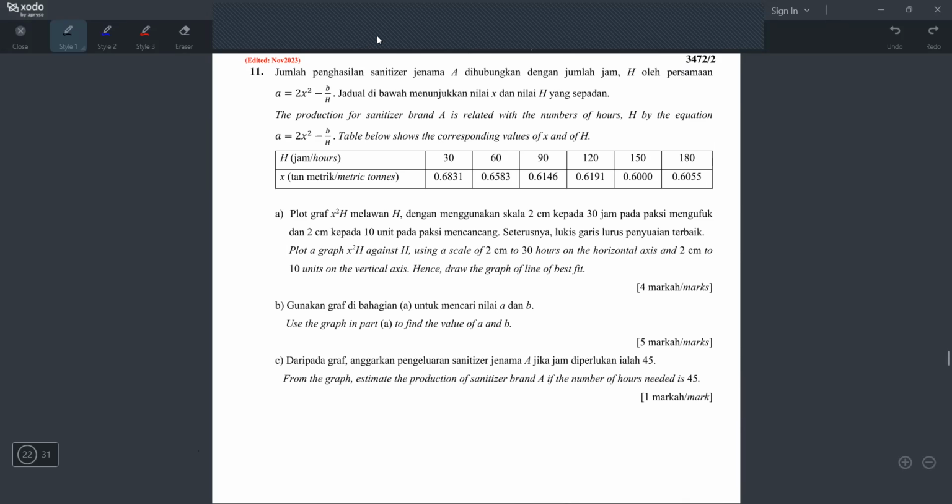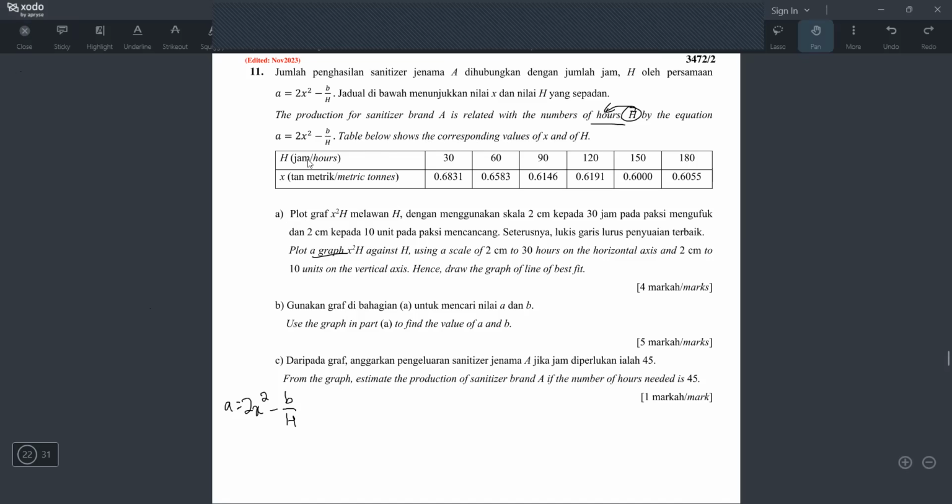So okay, let's read the question. The production for sanitizer brand A is related to the number of hours H. So H represents the number of hours by this equation. So what is the equation? A equals 2x squared minus B over H. And then they say the table below shows the corresponding values of x and H. They ask me to plot a graph.